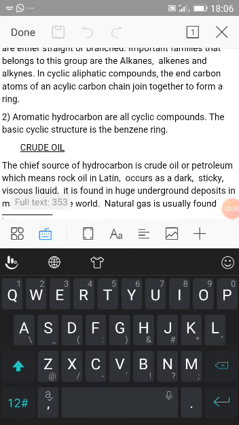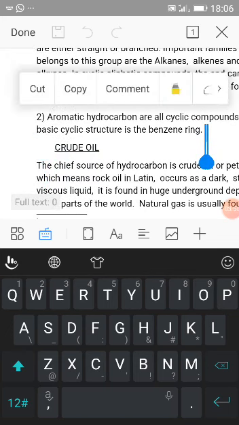Now we move to aromatic hydrocarbon. Aromatic hydrocarbons are all cyclic hydrocarbons. That means they appear in a ring form. An example of such is your benzene, which is C6H6. Benzene again is C6H6.